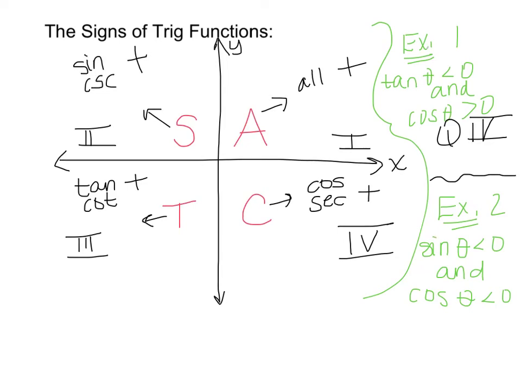Okay, if you guessed right, then you would have guessed quadrant 3. Because in that quadrant, only tangent and cotangent are positive. Everything else is negative.